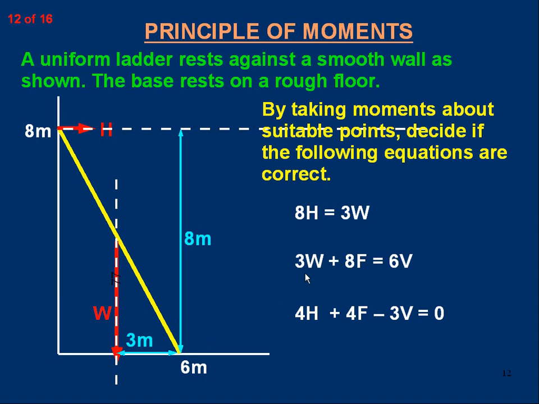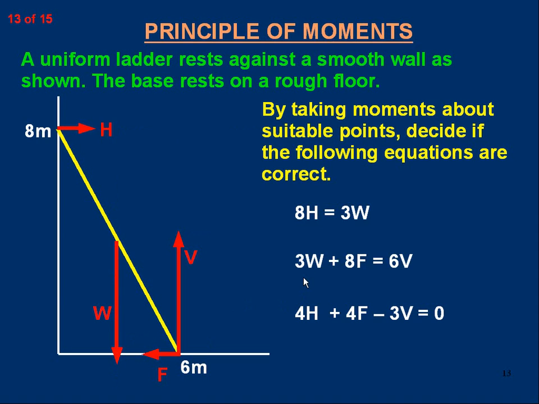What about the middle equation? Let's go back to all our forces. If you look carefully, the middle equation doesn't have H in it. That should tell you that if we take moments about the top of the ladder, we might be on the right track, because at the top of the ladder, H passes through that point. The moment of H about that point is 0. So we can forget about H if we take moments about the top of the ladder. Let's remove it just to simplify things.